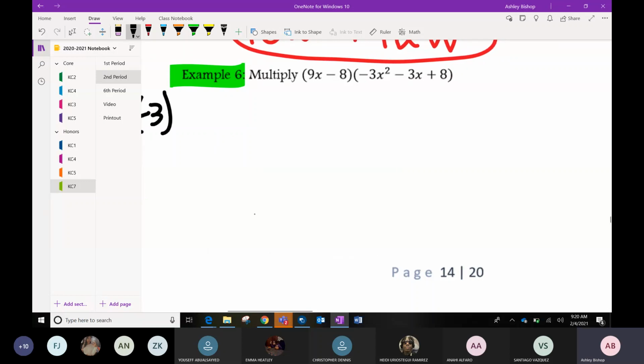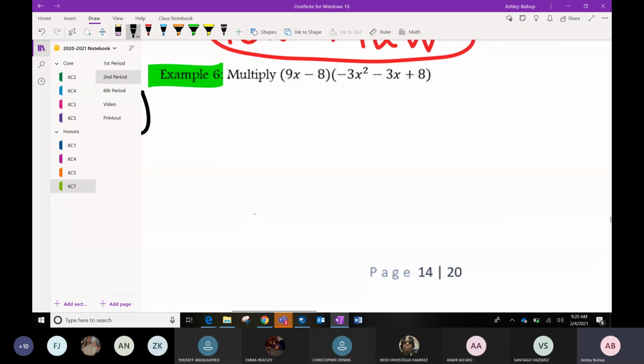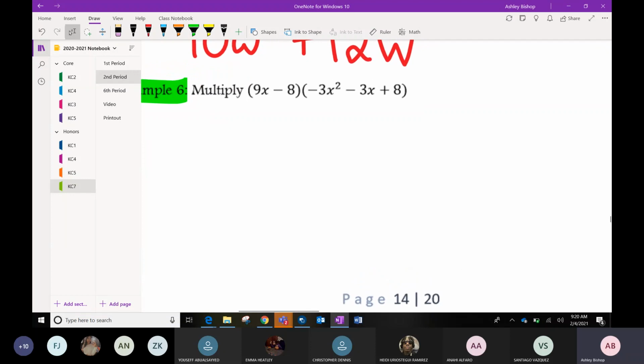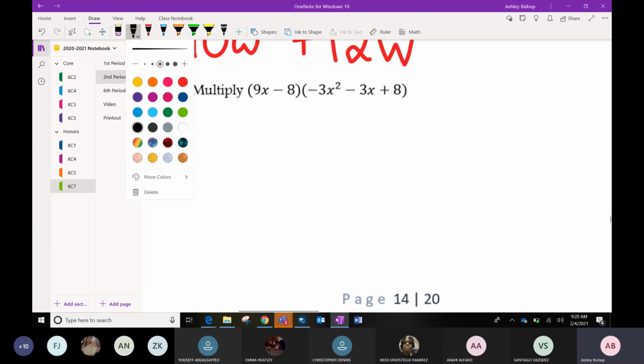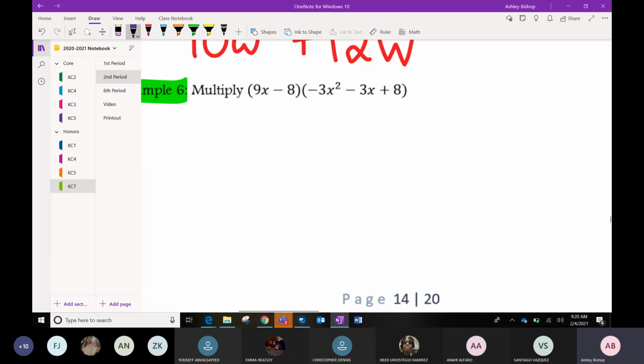This one definitely needs work. This one we're still going to follow FOIL. Just because it has three things doesn't make it any more difficult. It does add a little more work and makes it a longer problem, but follow FOIL. FOIL works every time. Use the arrows. If this was a Go Formative and you couldn't write on this problem, I would rewrite it just so you can use the arrows.